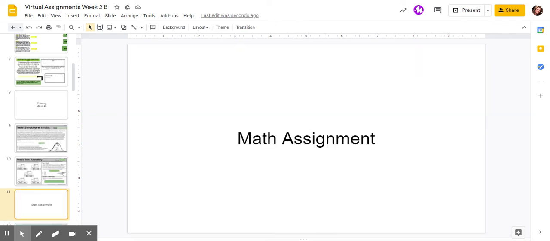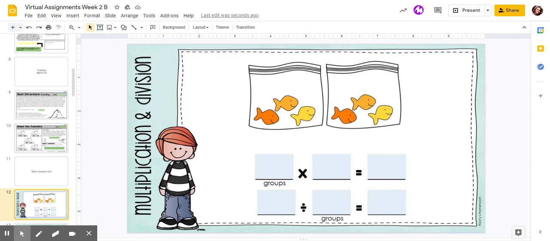And for your math assignment, you are going to be looking at multiplication and division. So using the array or the equal groups given to you, you're going to create a multiplication sentence and a division sentence. So multiplication is like addition. Two smaller numbers create a bigger number. Division is kind of like subtraction. One bigger number takes away a smaller number and equals a smaller number.